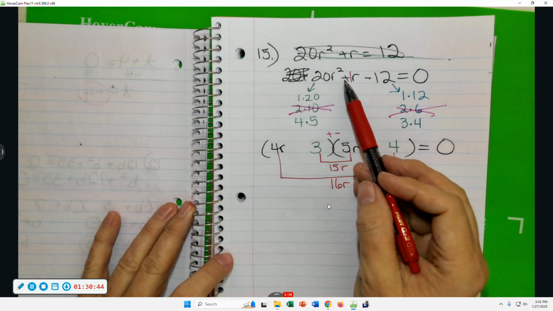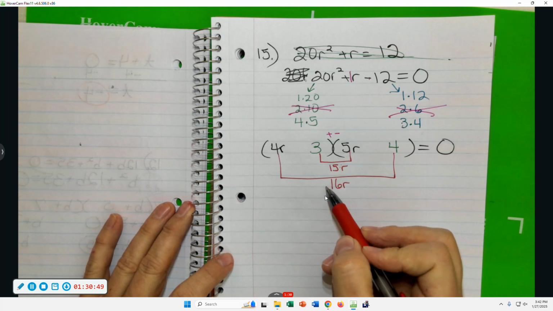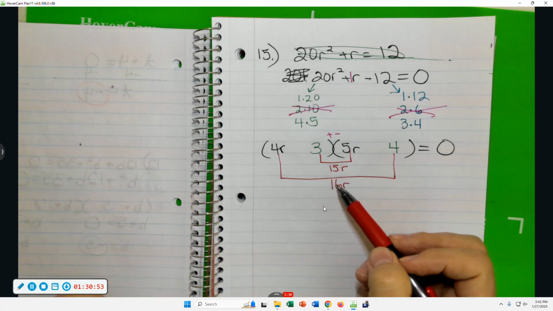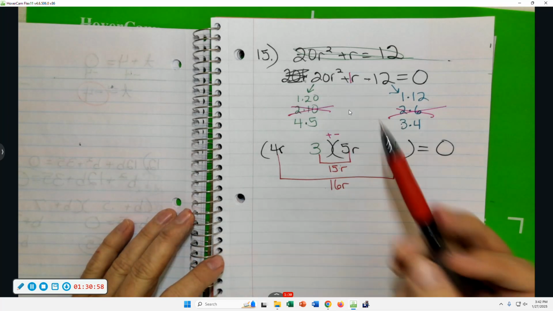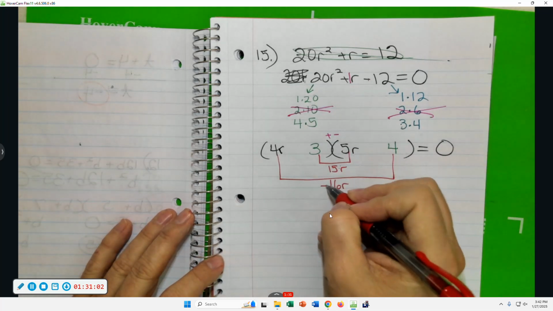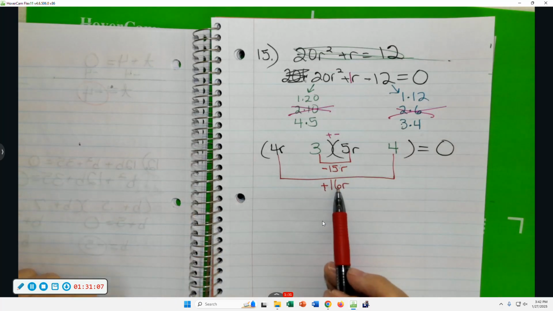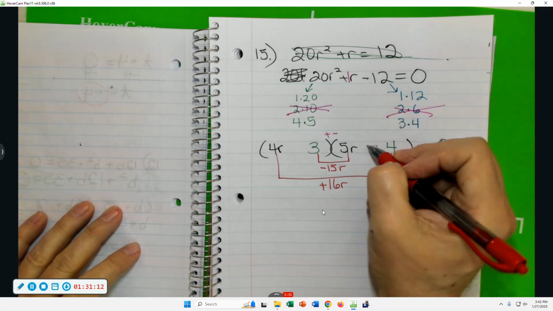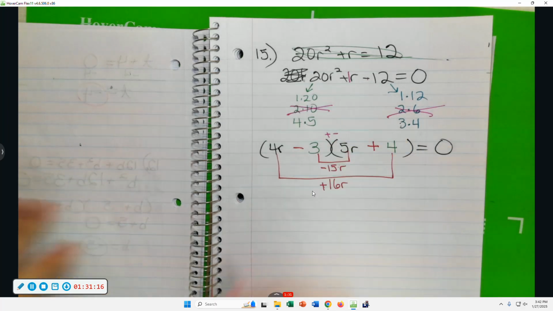So we want a positive 1. Where do we put the plus? Where do we put the minus? Do we want a positive 16 minus 15? Or do we want a negative 16 plus 15? To get a positive 1, which one of those numbers needs to be positive? 16. The 16 needs to be positive, the 15 negative. So where did we get that 16? It was from here times here. Put a negative. No. Oh yeah, positive. Plus. And then the minus.